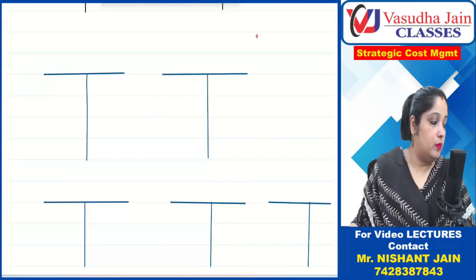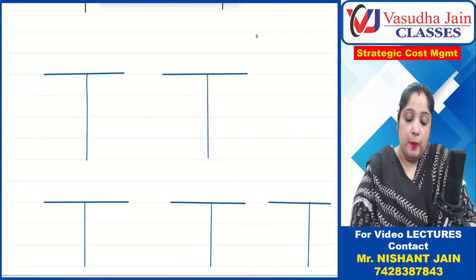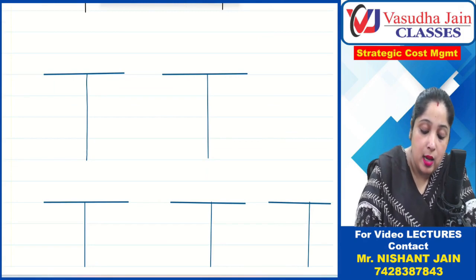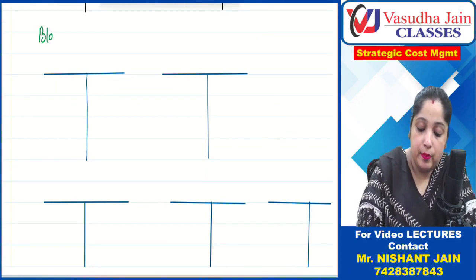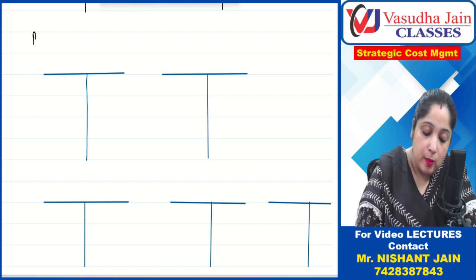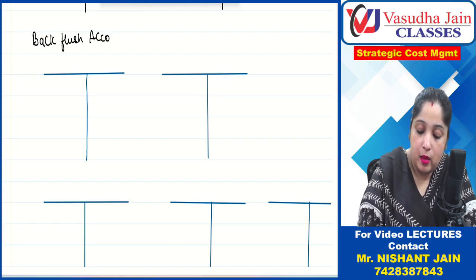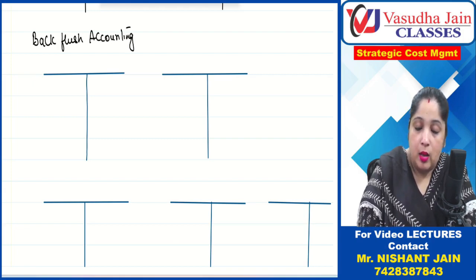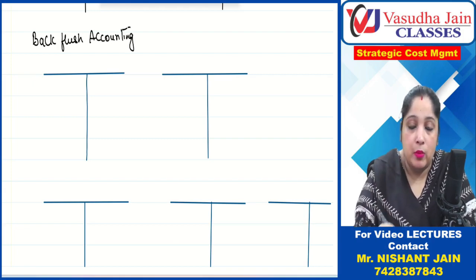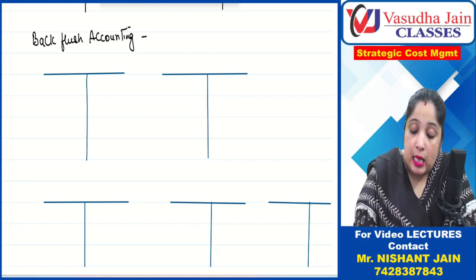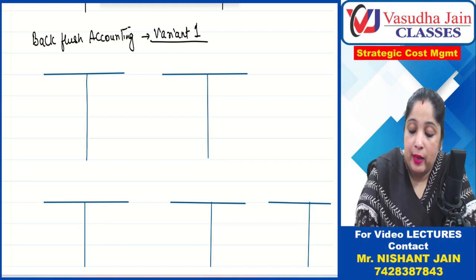Okay, so now let us make accounts for backflush accounting. Now, to be honest, backflush accounting says this is one of the variants. What am I writing? Variant.